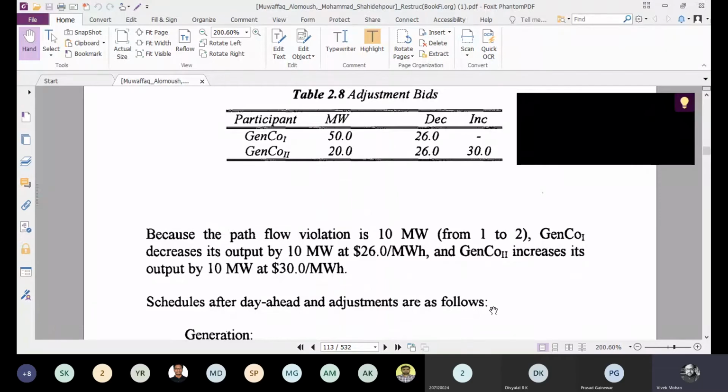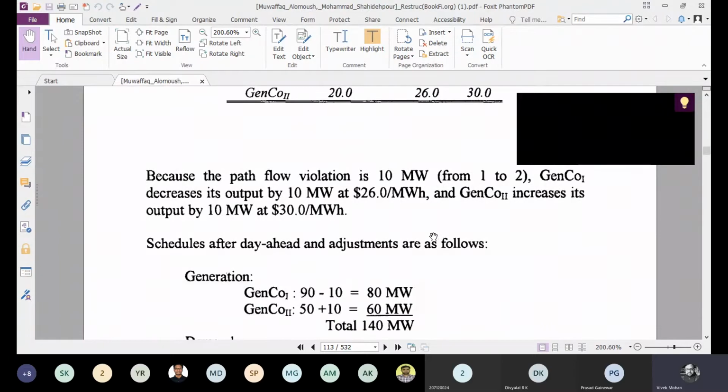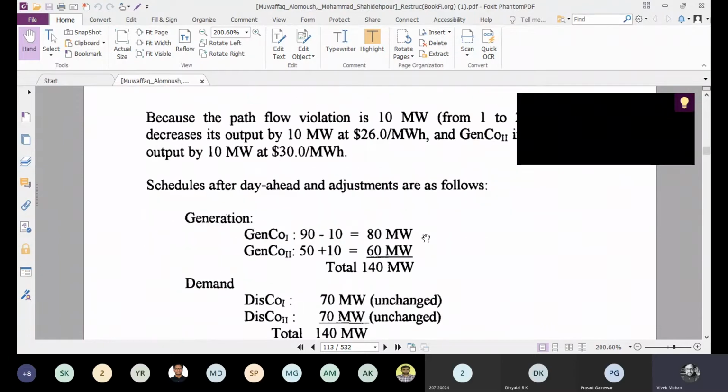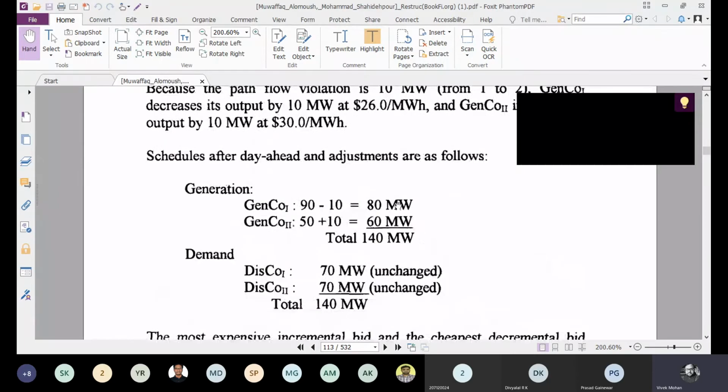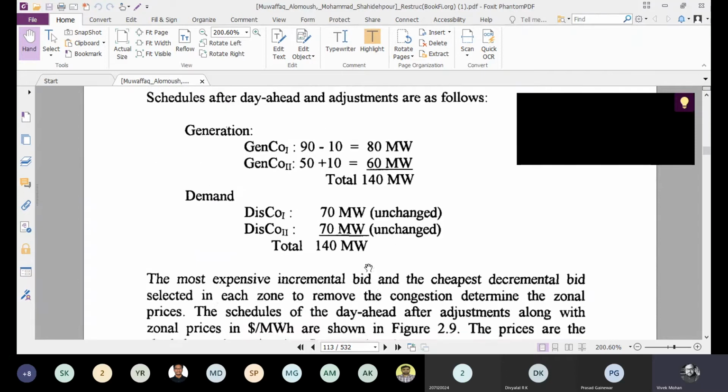Now you see here we have to find the zonal prices. How will you find the zonal prices? We will come to it. Before that, let's see the new schedule. So for Genco 1, the new schedule is 80 megawatts. For Genco 2, the new schedule is 60 megawatts. And for Disco 1, both are 70. It is unchanged, right? The demand is unchanged.